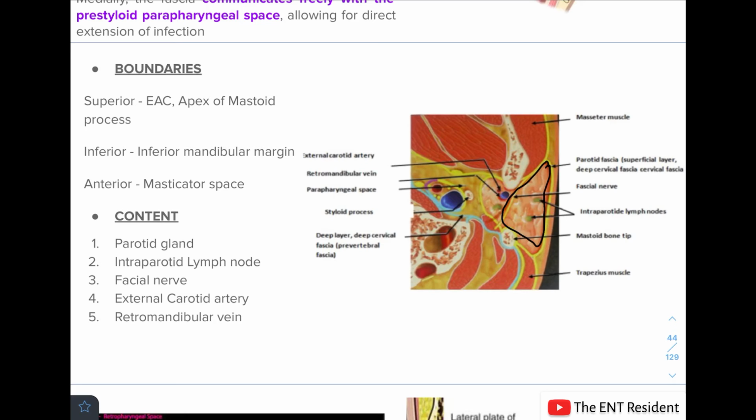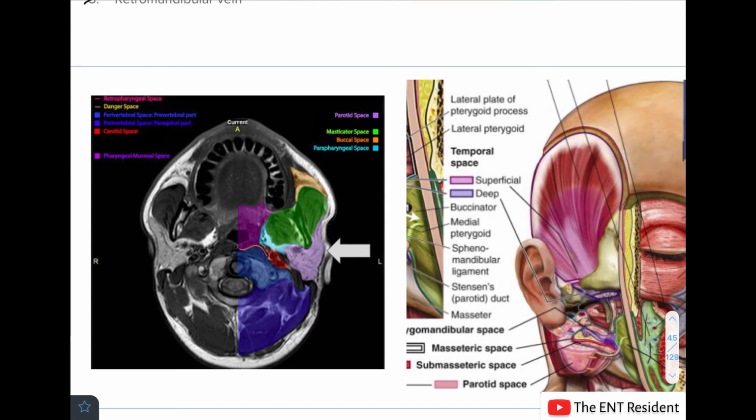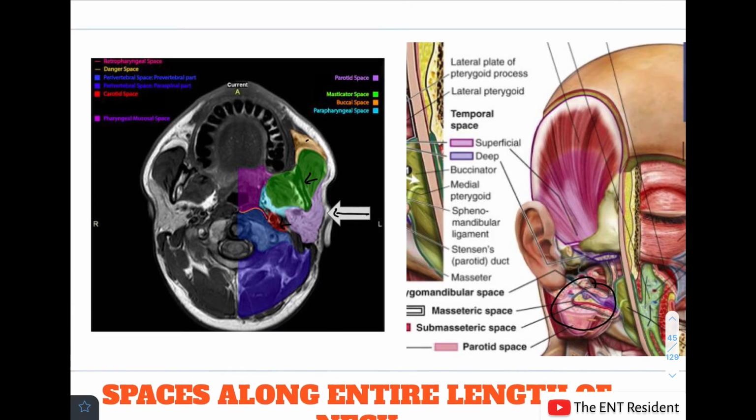So, the contents of this space are the parotid gland, intraparotid lymph node, facial nerve, external carotid artery, and the retromandibular vein. In the picture, you can see the one which is marked in purple here. This is the parotid space. Just anterior to it lies the masticator space, and medially to it lies the carotid space right over here. So, this area is the parotid space.